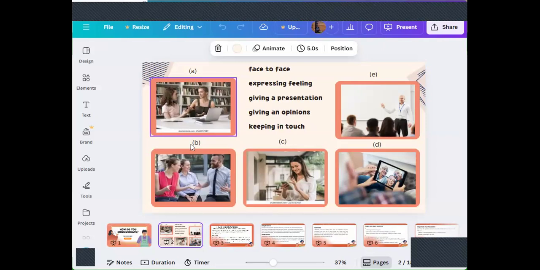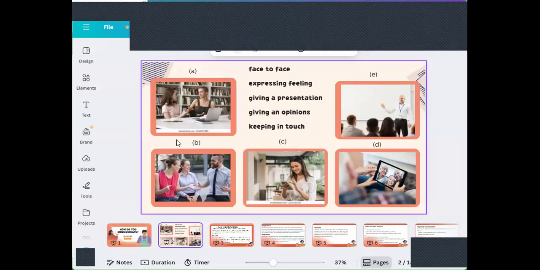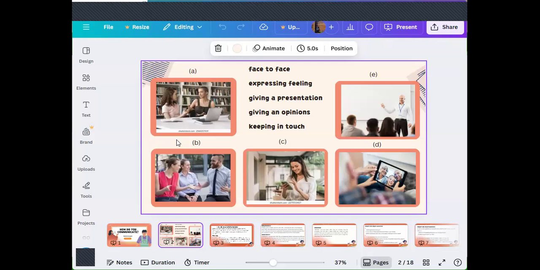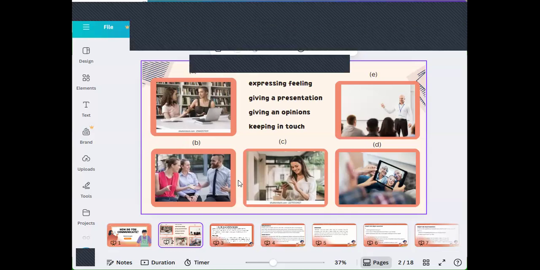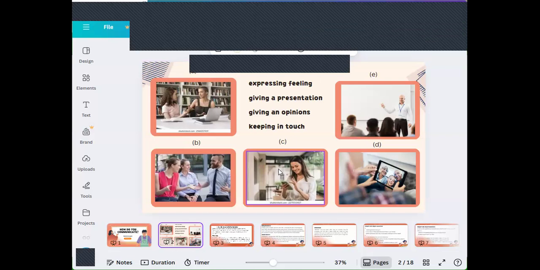Okay, what about picture B? What do you think of picture B? Expressing feeling. You think expressing feeling, maybe. Anything else? It can be anything else. What can it be, apart from expressing feeling? What about picture C? The girl is looking at the phone, watching the phone, and smiling, or maybe doing something with the phone. What do you think of this picture?